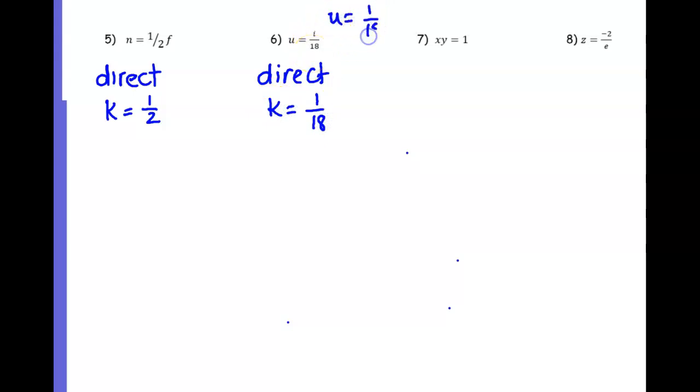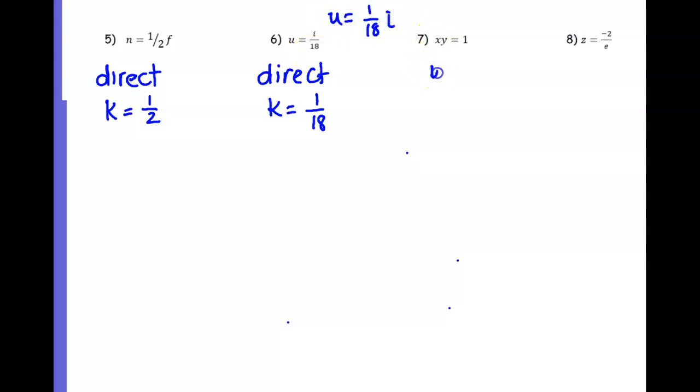Okay, 5. You can try 5, 6, 7, and 8, and then check your answers. Just pause the video. This would be a direct with your k equal to 1/2. This one would be also a direct. This, you got to be careful, because if you notice, your constant of proportionality is not in the numerator, so that's actually a fraction. Your k would be equal to 1/18, because that's I over 18, which is the same as u is equal to 1/18 I. Those would be equivalent.